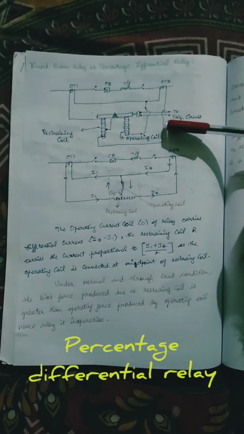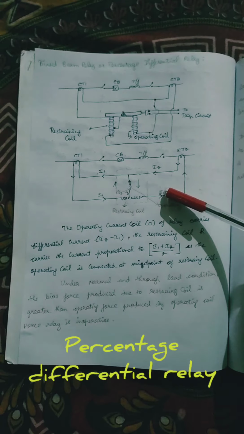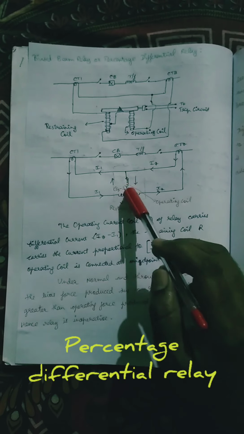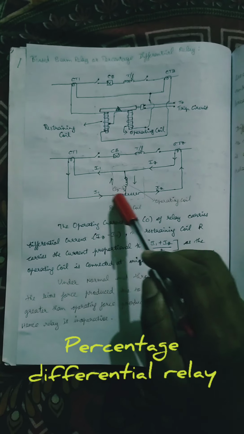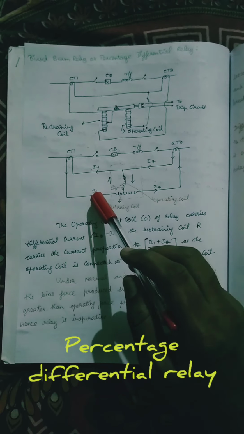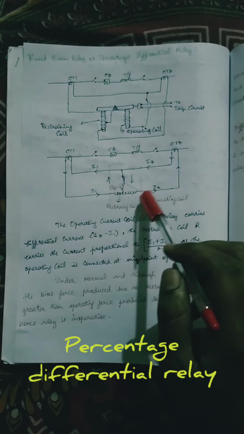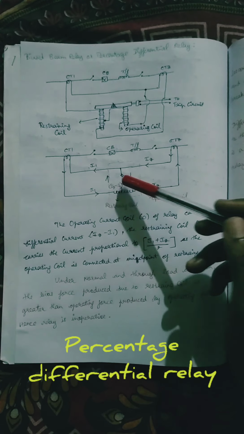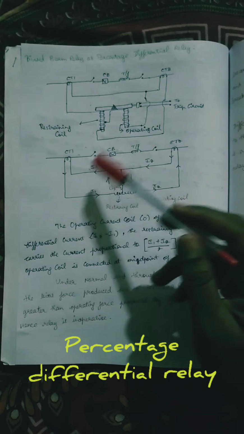The trip will be initiated to the circuit breaker. Next, this is the circuit diagram of the biased beam relay, or percentage differential relay. The main thing is that the operating coil is placed in parallel with the I1 and I2 currents, but the restraining coil is in series with the I1 and I2 currents. So I1 plus I2 divided by 2, which means the average of both currents, is the restraining coil current. The operating coil current is I2 minus I1, which means outgoing minus incoming.